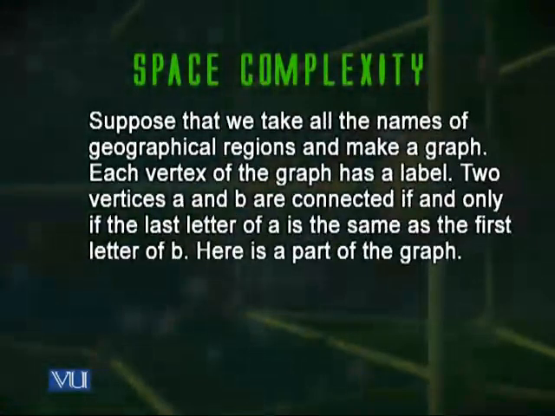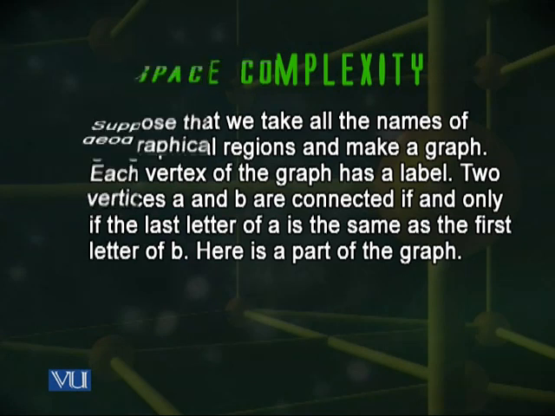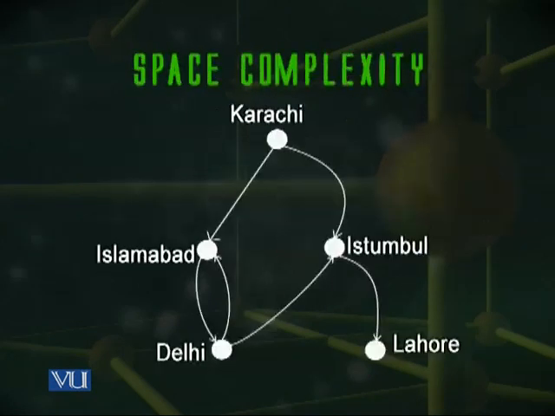So that's the game. Now what we want to do is come up with a mathematical version of this game and investigate who will win it. Suppose we take the names of all geographical locations and make a graph. Each vertex of the graph has a label which is the name of a city or a town or a geographical location, and two vertices A and B are connected if and only if the last letter of A is the same as the first letter of B. So we can make this graph. For example, here is a part of the graph. This is how it would look. As you can see, in this graph, you're given nodes.